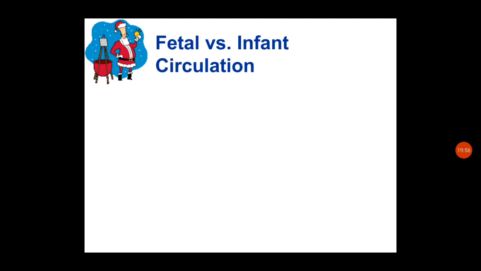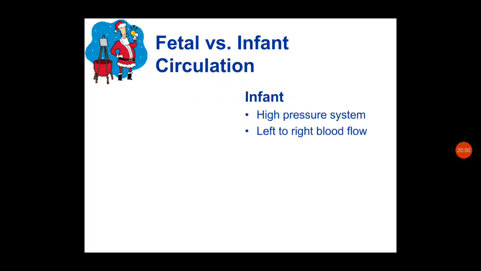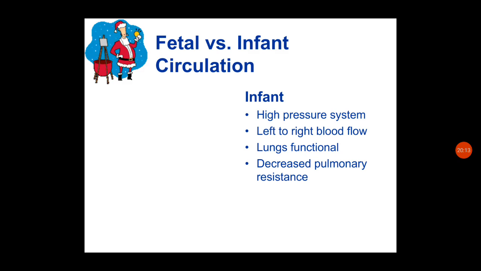Now we can compare the fetal and infant circulation. The infant has a high pressure system. The systemic circulation is at high pressure, with left to right blood flow. The lungs are functional, with decreased pulmonary resistance and increased systemic resistance. So these are the things seen in an infant.